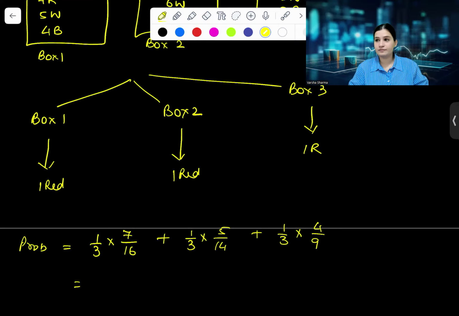Answer. Probability can never go beyond 1. 0.413. Very good. Clear? Everybody clear? Yes, ma'am. So this is the first part of probability that is complete.